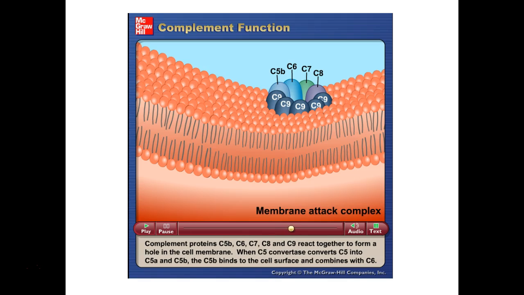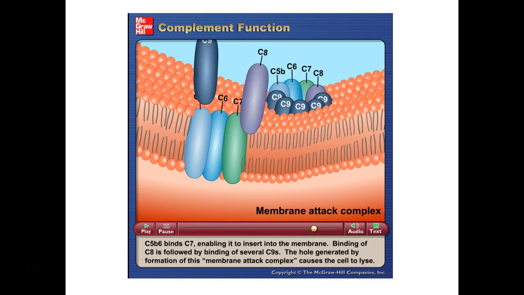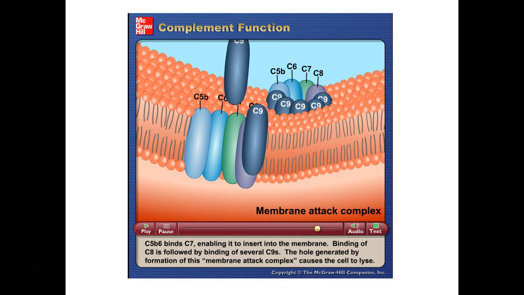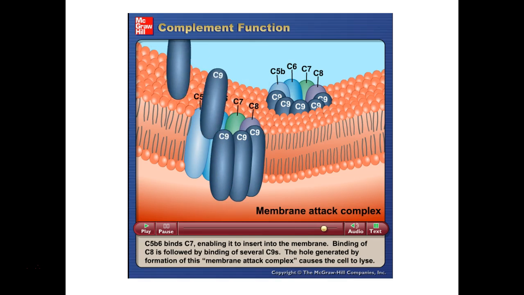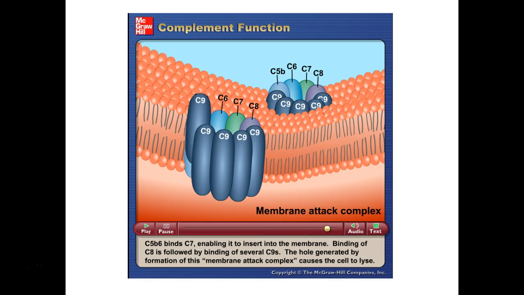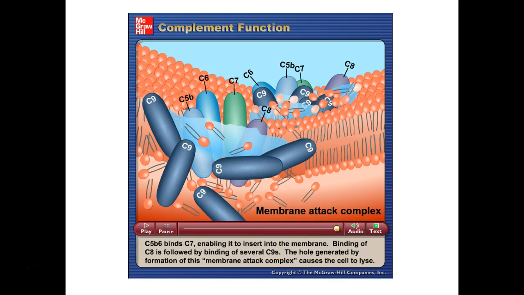When C5 convertase converts C5 into C5a and C5b, the C5b binds to the cell surface and combines with C6. C5b6 binds C7, enabling it to insert into the membrane. Binding of C8 is followed by binding of several C9s. The hole generated by formation of this membrane attack complex causes the cell to lyse.